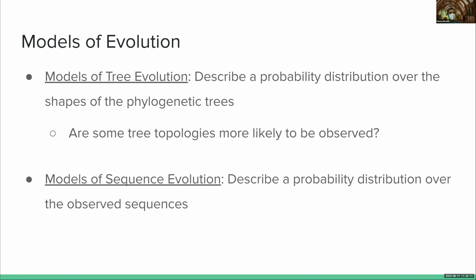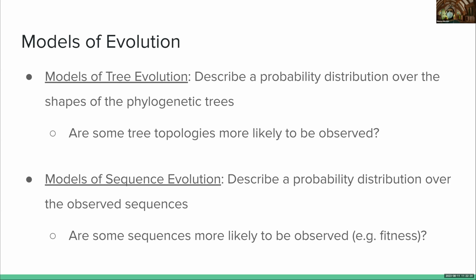We can also ask questions based on models of sequence evolution. So this describes a probability distribution over observed sequences. So we might ask, are some sequences more likely to be observed than others? This might tell us things about fitness or whatever.